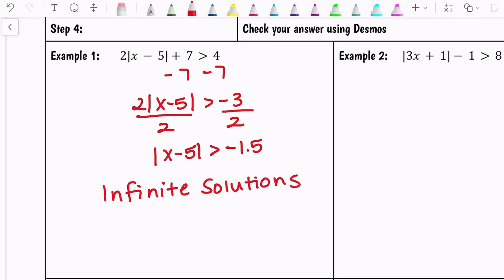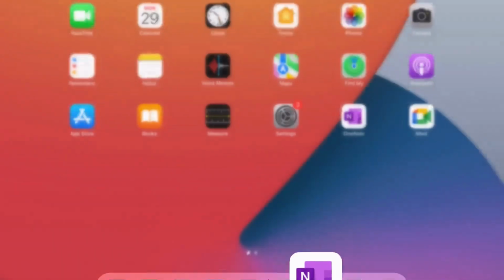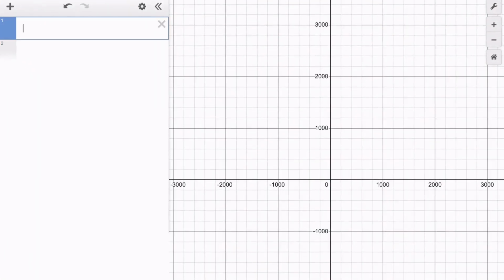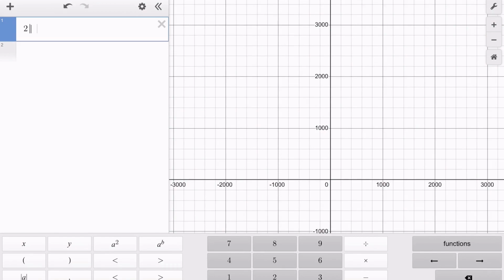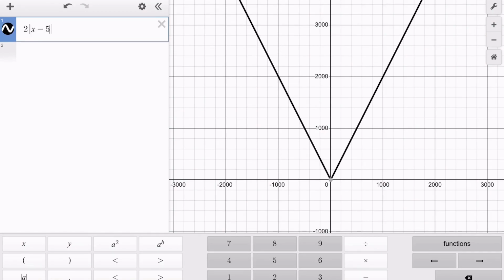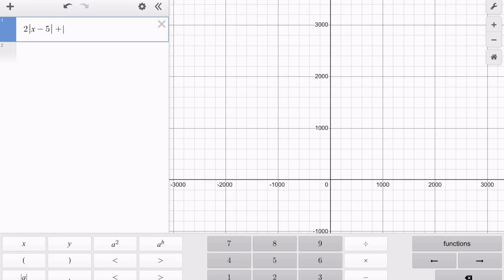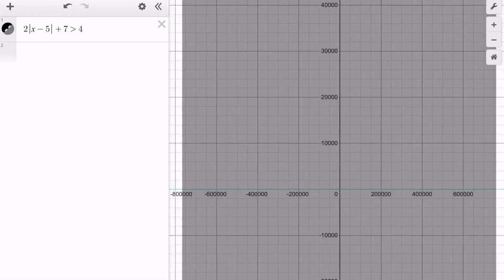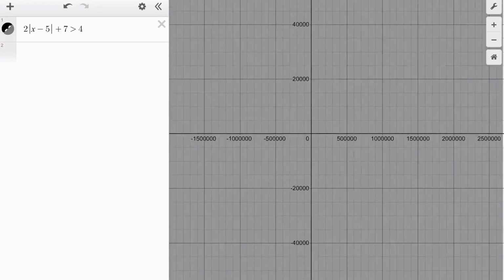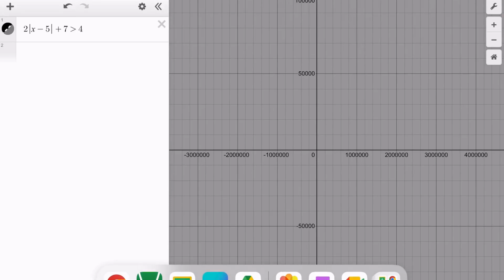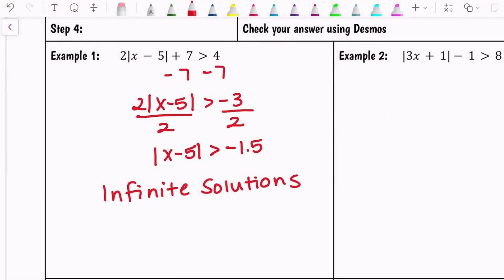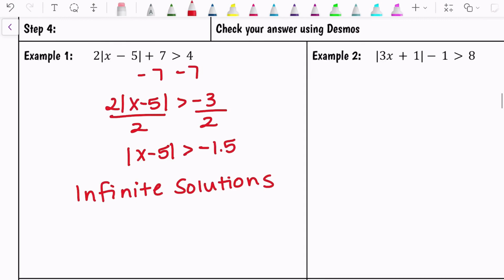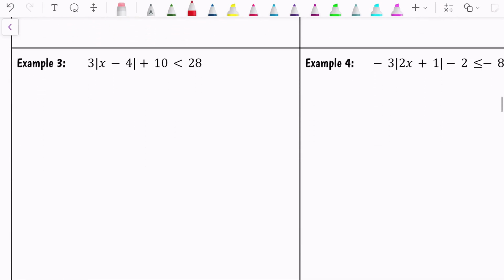All right, to check this in Desmos, you just type it in directly. And the shaded area is going to be all of it, is how you know you got it right for infinite solutions. All right, I'm going to skip example 2 and jump to example 3 here.